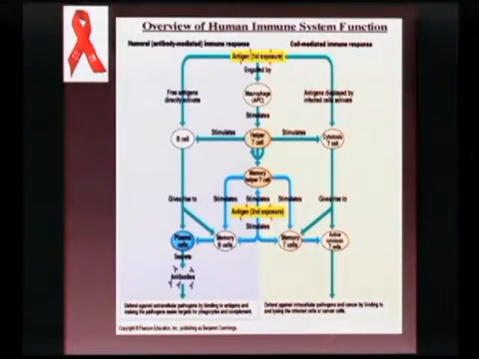Imagine the immune system being an orchestra, and the CD4 cells are the conductor of the orchestra. So if the CD4 cell is targeted, you destroy the conductor, and the immune system becomes haywire.